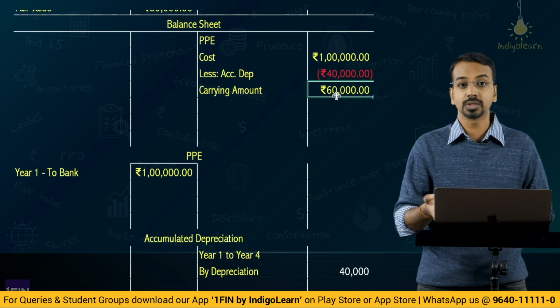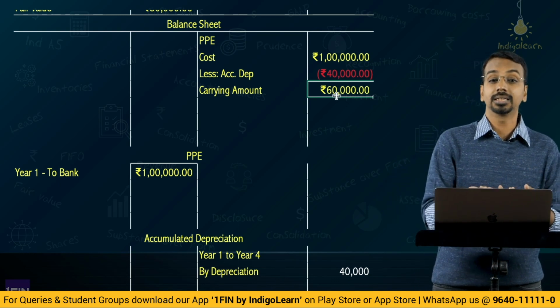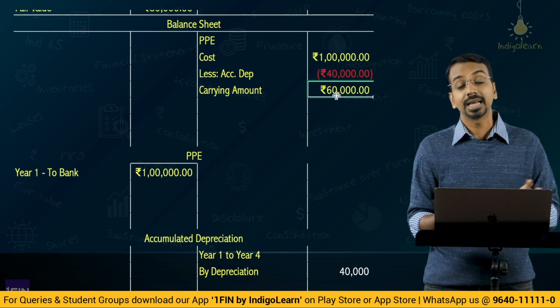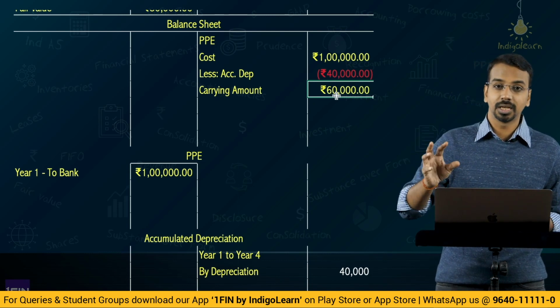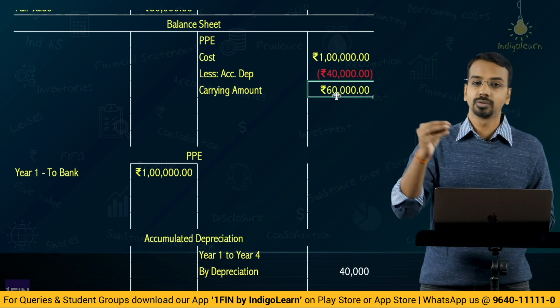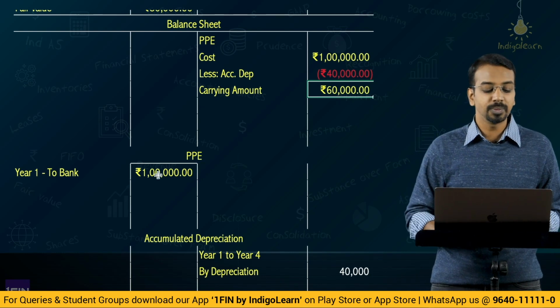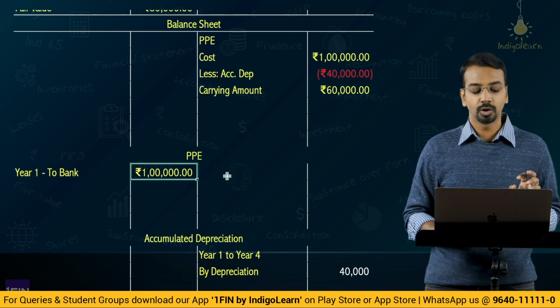Carrying amount is 60,000. We have to bring it up to 80,000. How can we do that? Now, for this, there are two approaches. The first approach is to eliminate the depreciation, bring the depreciation account to 0 so that this PPE comes back to 60,000. What do I mean by that?